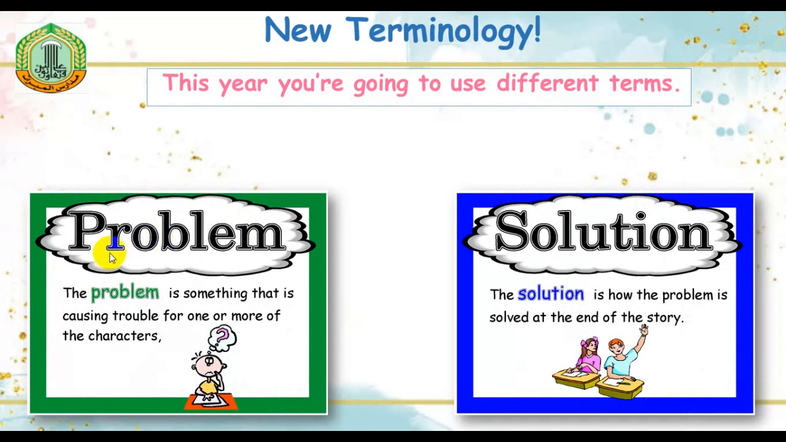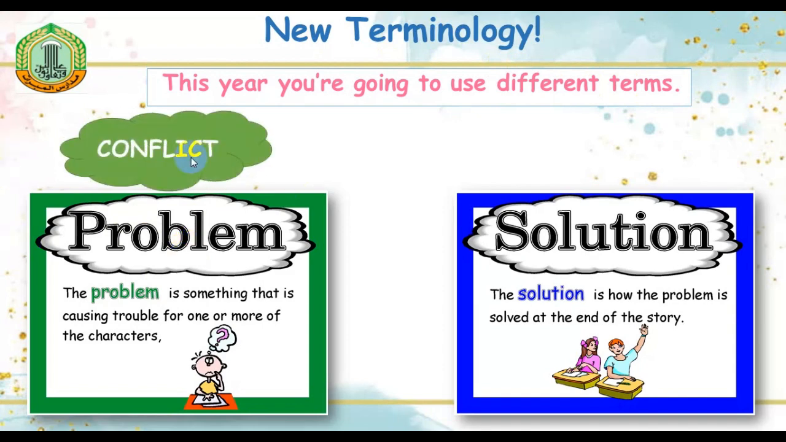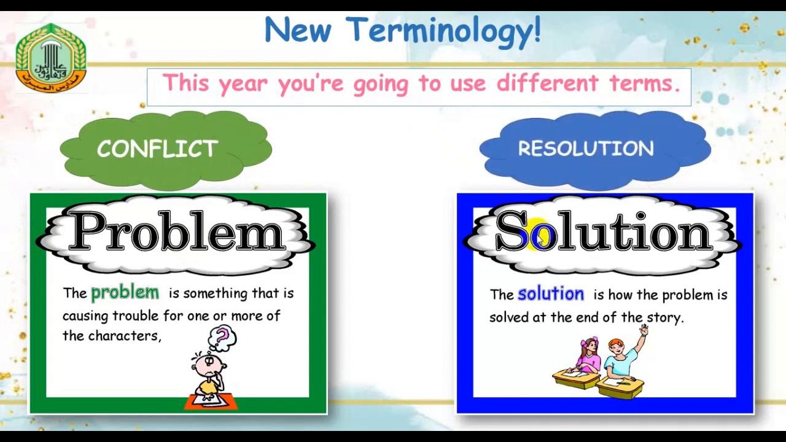You are used to the terms problem and solution. The problem is something that is causing trouble for one or more of the characters. The solution is how the problem is solved at the end of the story. However, this year you're going to use different terms. We have a new terminology. Instead of using the term problem, we're going to use another term, which is conflict. Conflict is the same as a problem. We are going to use this term this year. And instead of the term solution, we're going to use the term resolution.